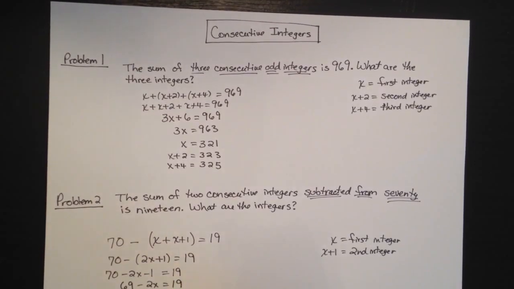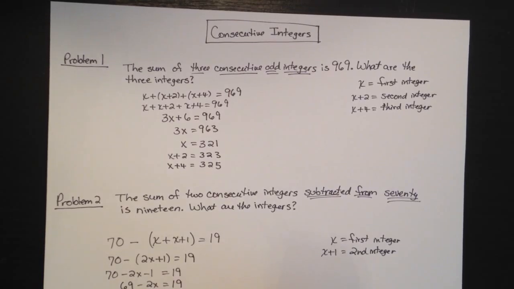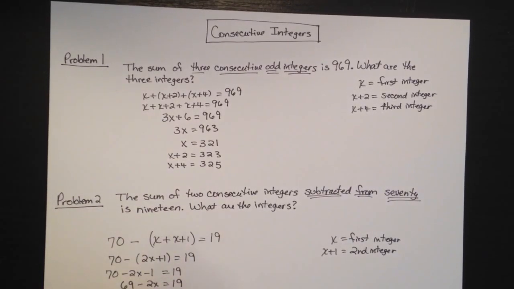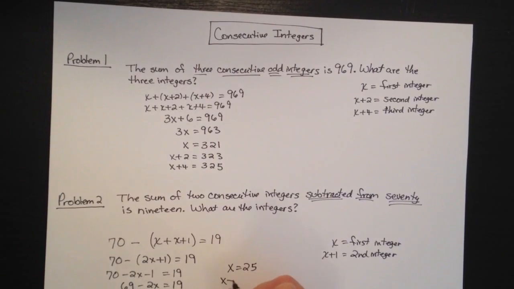Now I'm going to get all my variables on the left and all my numbers on the right. I will subtract 69 from both sides, leaving me with negative 2x is equal to negative 50 when I subtract 69 from 19. Now I'll divide both sides by negative 2, and I'll get that x is equal to 25. So x plus 1 is going to equal 26.